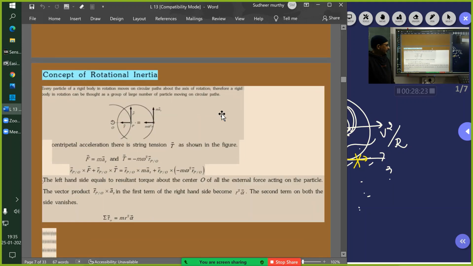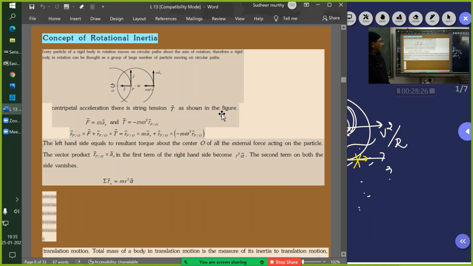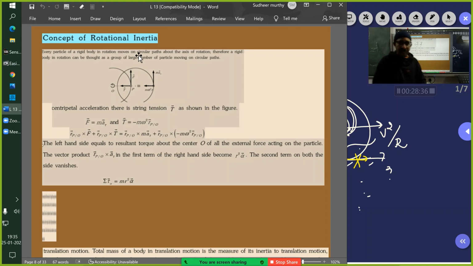So we move on to the next realm, the concept of rotational inertia. I have already introduced this to you earlier, but anyway, we'll now look at it from an analytical point of view and try to create the right mathematical framework for this. As you can see here, every particle in the rigid body is moving in a circular path. That is something which we know.